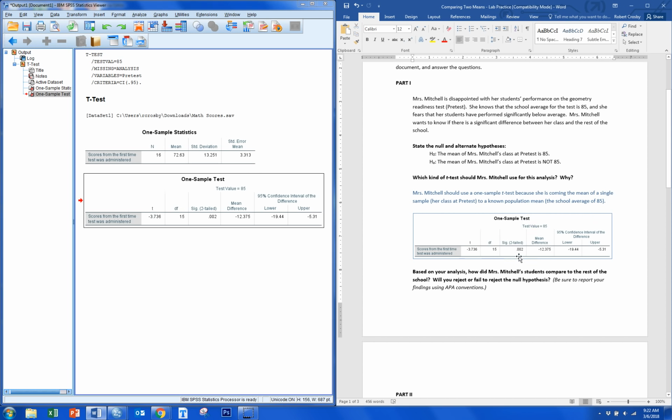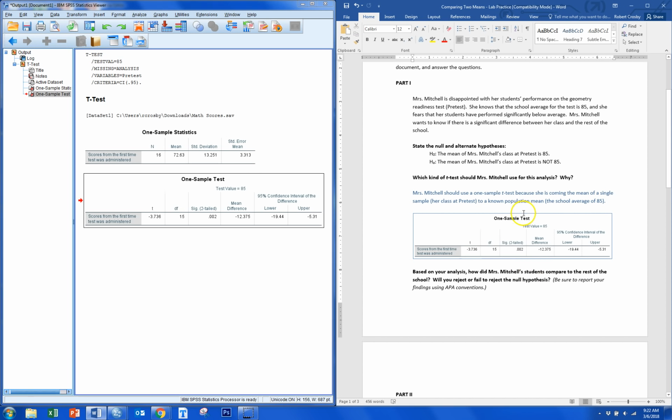So here we find a significance level of 0.002. This means that we would have a 0.2% chance, moving the decimal place two places over, of finding a test statistic at least this large if the null hypothesis were true. So if the mean of your class really was 85, there would only be a 0.2% chance we would generate this test statistic. Our cutoff is 0.05, or a 5% chance.